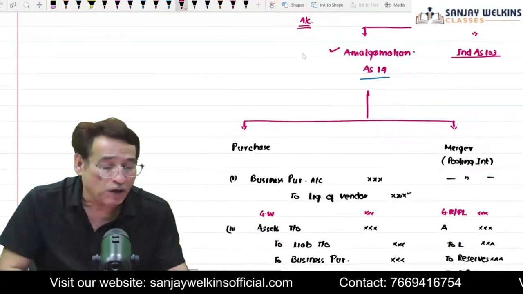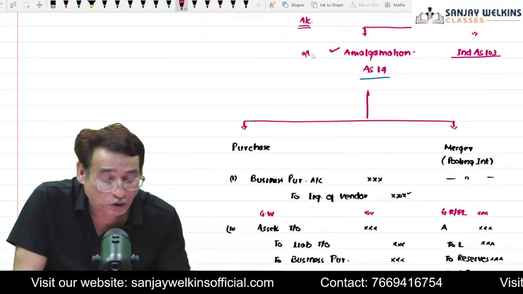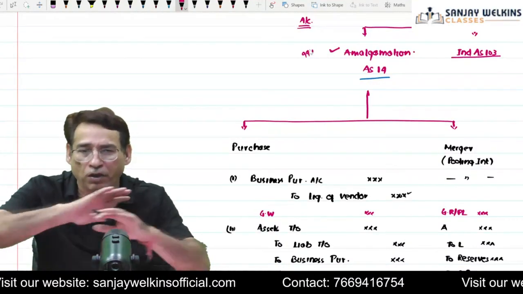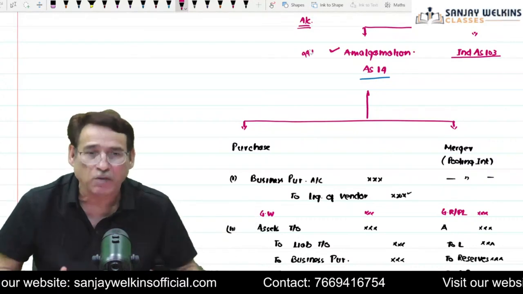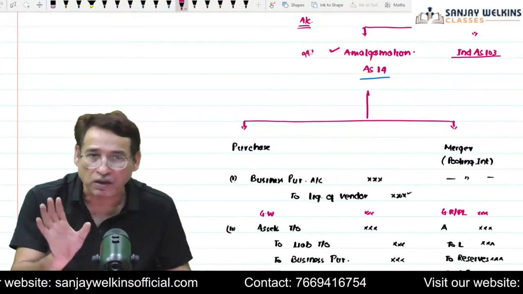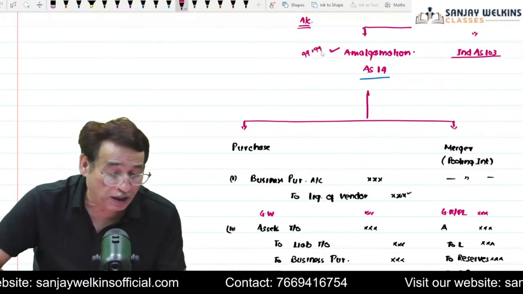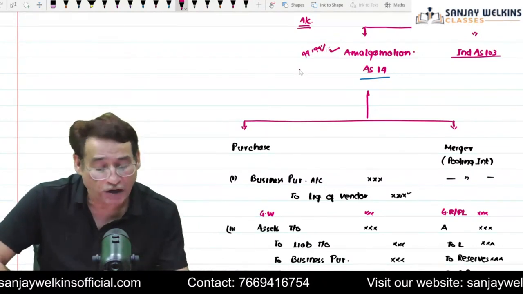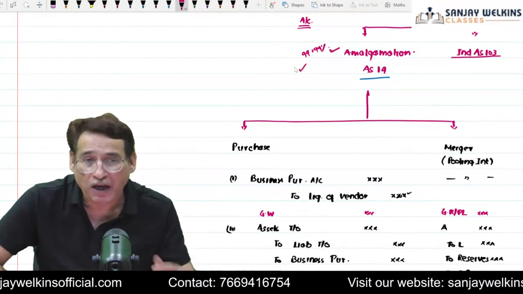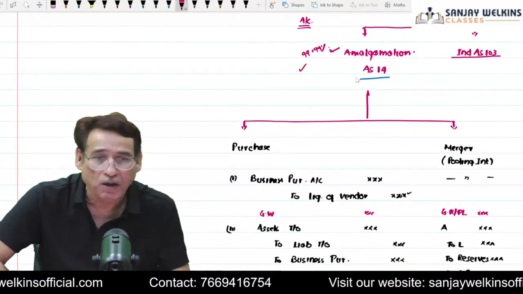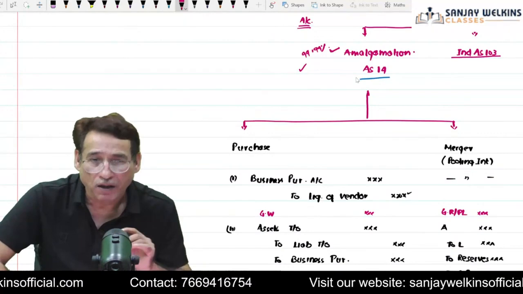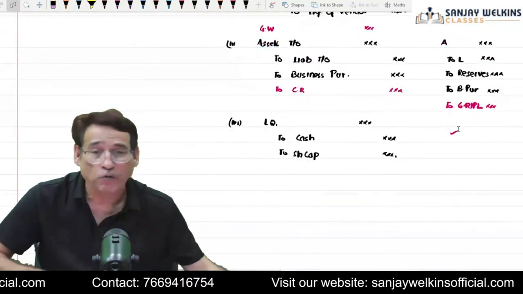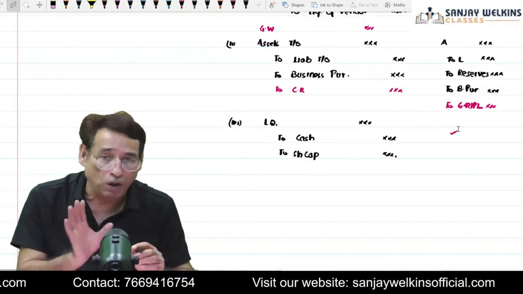I've already told you 99.99%, those among you who have already subscribed to our regular courses, now you need not study amalgamation, only this much portion you do. Is it clear to you? 99.99% chances are there that a question will not come in the examination where they are going to ask you to pass the entries with respect to amalgamation. Is it clear to you or not? Right. So these are the things which as a professional student you need to know.